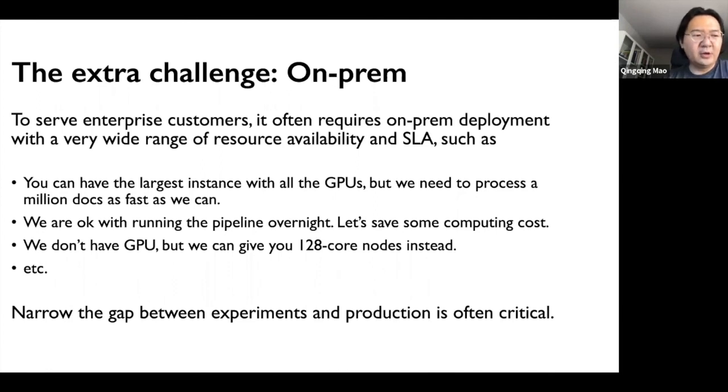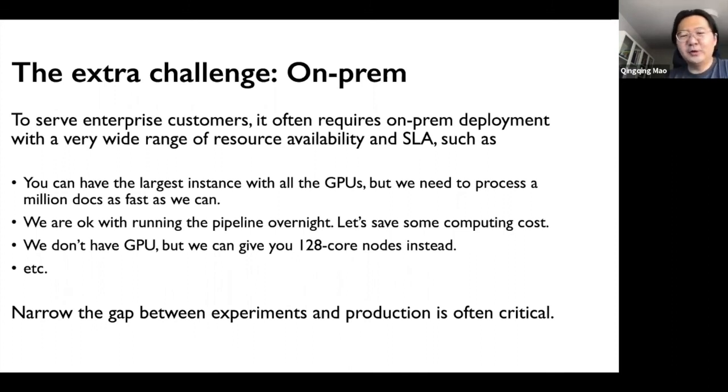When you go on-prem, the requirements you get and the availability you get are a really wide range. Here I just list some random points. We actually got these kinds of requests; these are real-life requests you will see. Some people may say, you can get the largest instance ever, we don't care, but we need to get it processed as soon as we can. We care about latency. We want this right now.